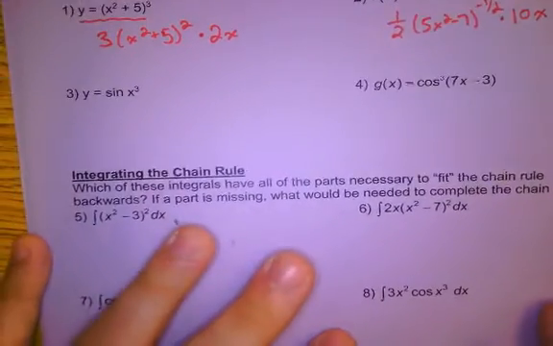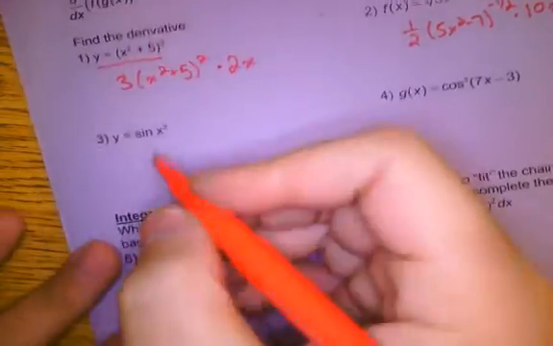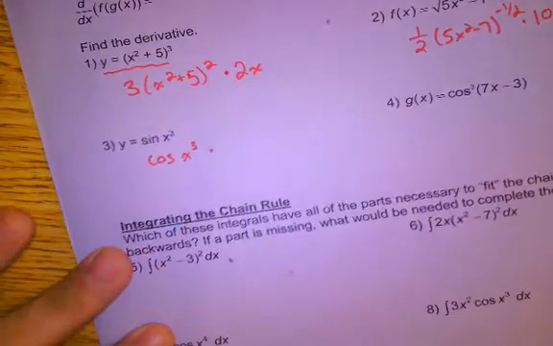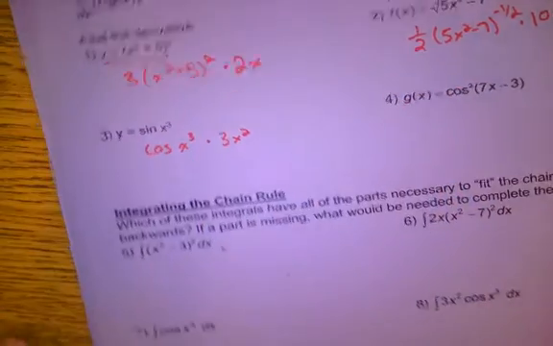What about this one right here? What's the derivative of the outside? What's the derivative of sine? It's cosine. What's the derivative of the inside? 3x squared.